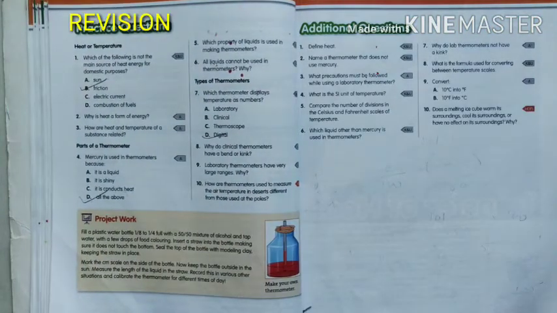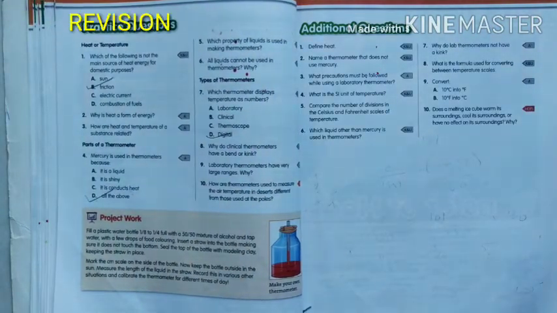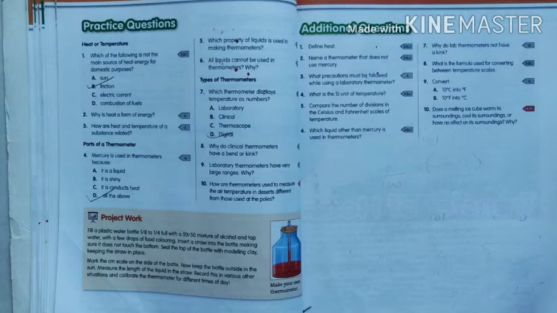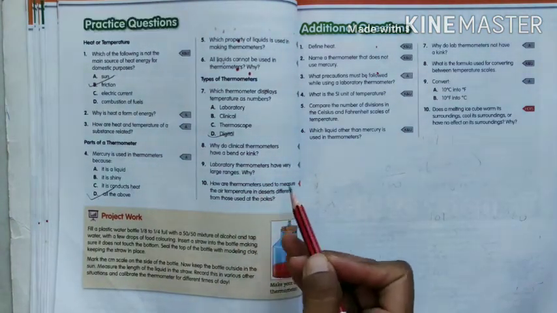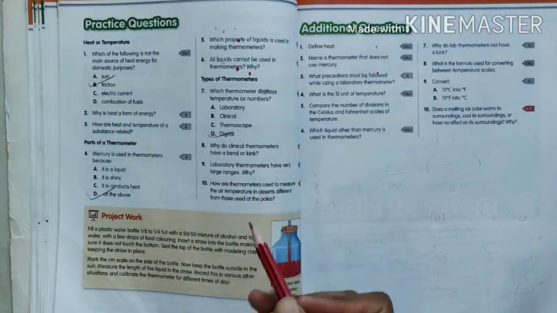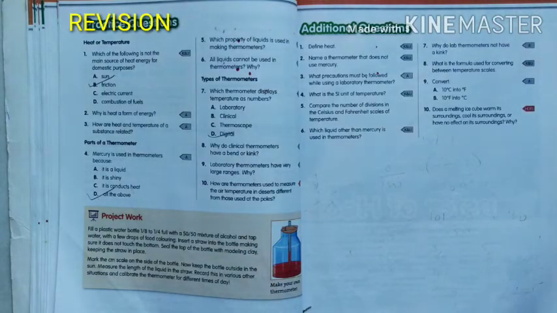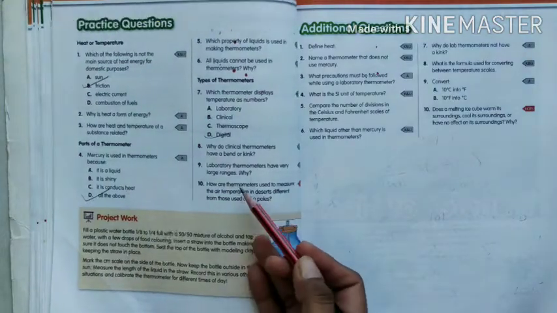In eighth question, why do clinical thermometers have a bent or kink? So clinical thermometers have a bent or kink to prevent the mercury from falling back in the glass, and that ensures the correct reading of the temperature. Clear? And in the ninth question, laboratory thermometers have a very large range. Why? So a wide range of temperature needs to be measured in labs. That's why laboratory thermometers have a very large range.